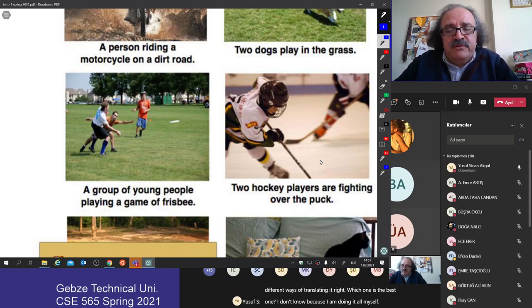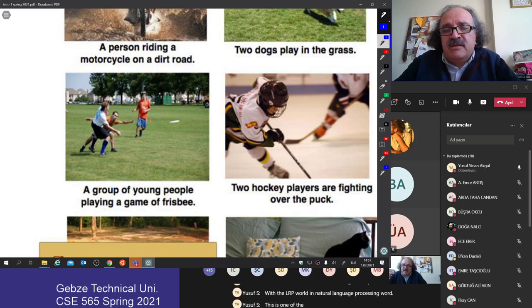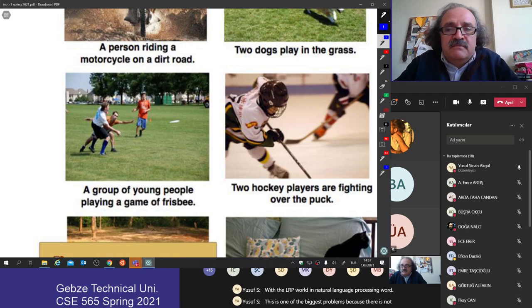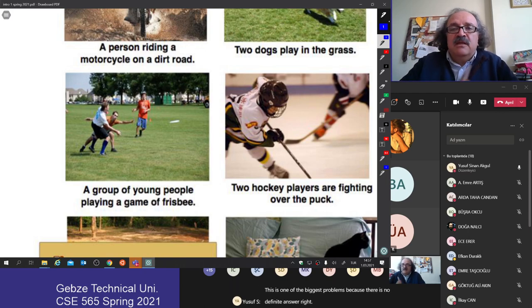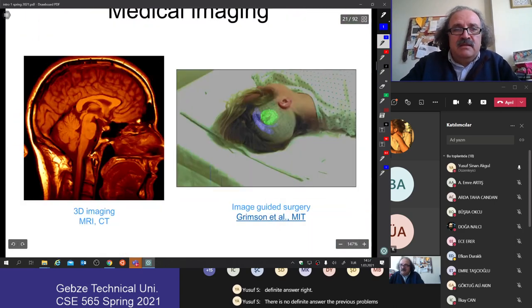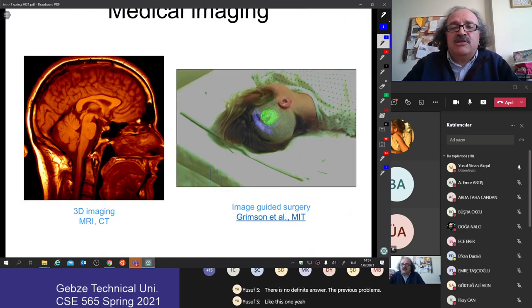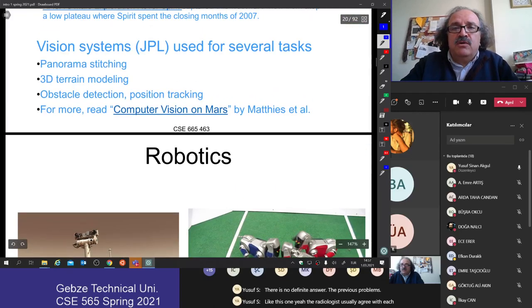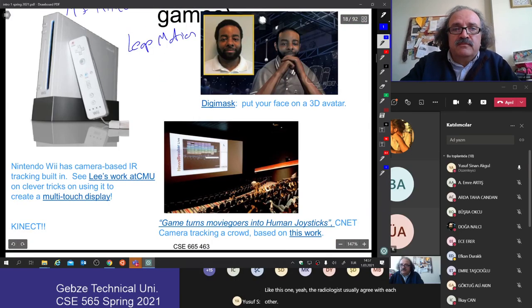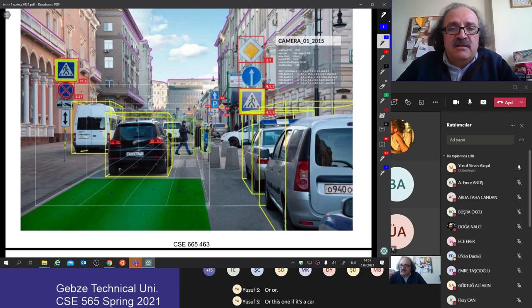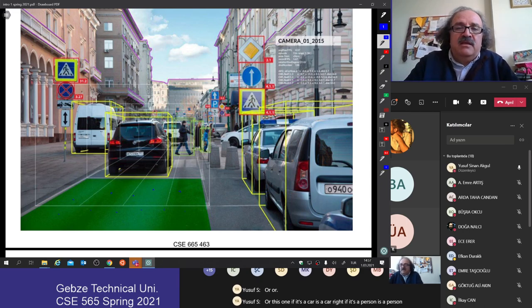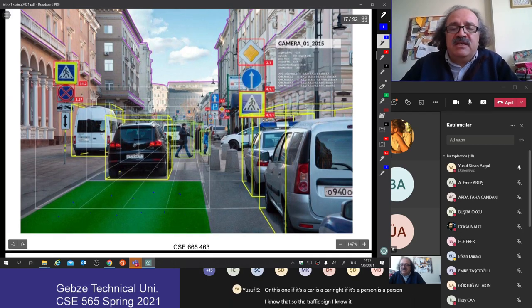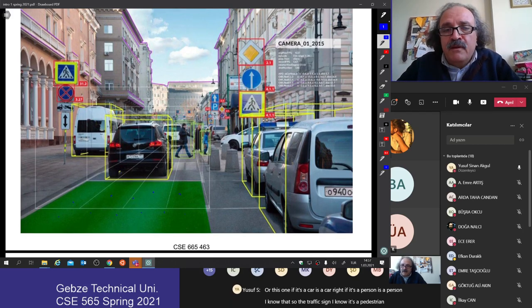In the natural language processing world, this is one of the biggest problems, because there is no definite answer, right? There is no definite answer. With the previous problems, like this one, the radiologists usually agree with each other, or this one. If it's a car, it's a car, right? If it's a person, it's a person. I know that. So it's a traffic sign. I know it's a pedestrian passage. So I know this. These are 100% true statements.